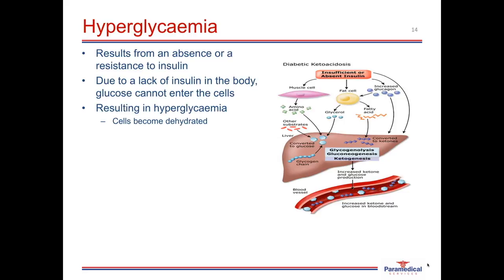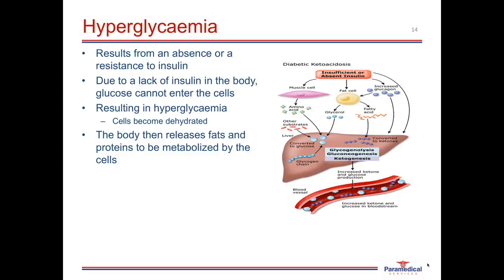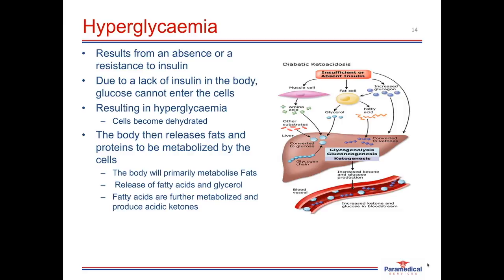Cells in turn become dehydrated and starved. The body then releases fats and proteins to be metabolized by the cells instead. Fats are more readily available to the body, so they're metabolized first. When fats are metabolized, they release fatty acids and glycerol, which can be used by the cell, and fatty acids get further metabolized to produce acidic ketones as a byproduct of cellular respiration.